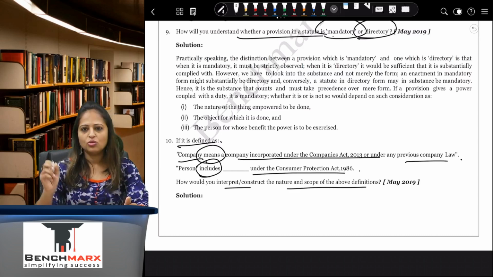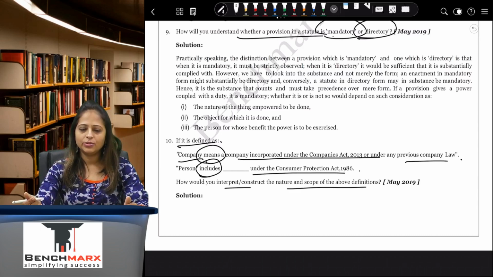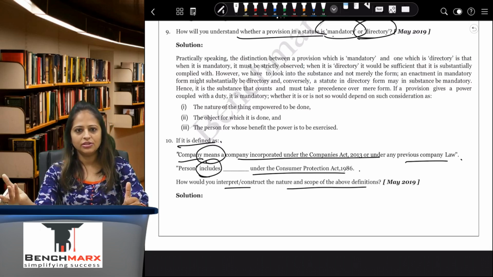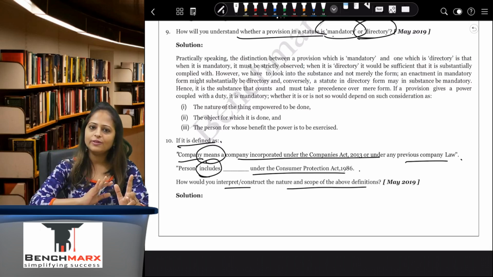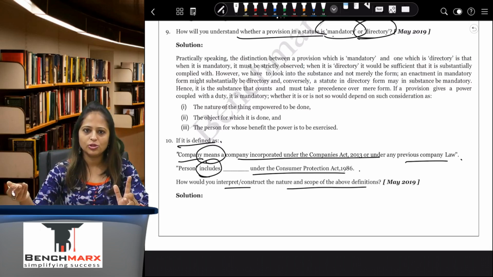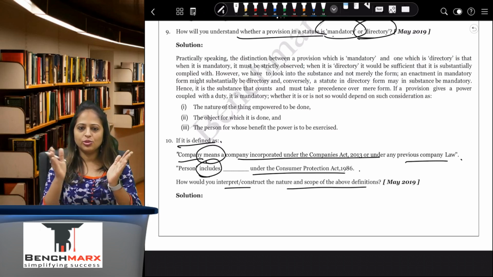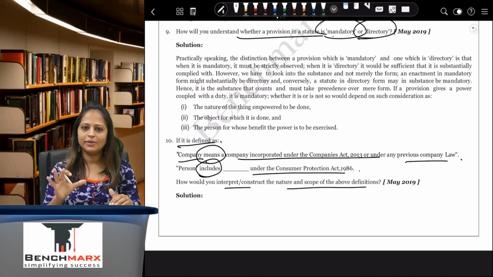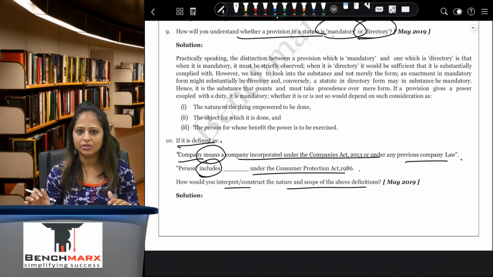Interpret the nature and scope of the above definition. They are basically trying to understand what you understand by "means" and "includes". "Means" is an exhaustive definition. It means a particular thing only. "Includes" is an inclusive definition. It will include other things also. When both words, "means and includes", are used, it will again be an exhaustive definition. So you just have to explain that, and based on that you will explain the particular definition.